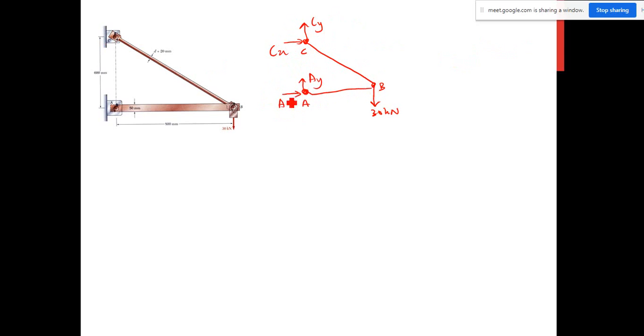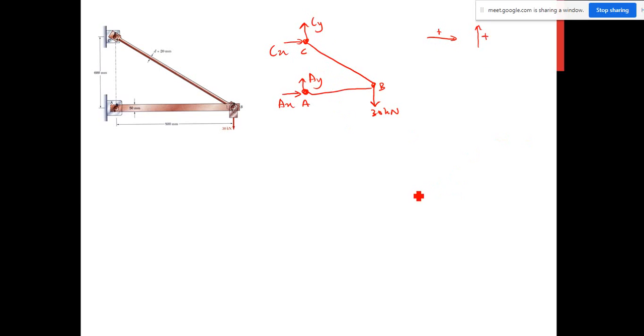Okay, what do I mean by positive direction? Normally X positive is towards the right. For Y positive, if it is directed upward, that is positive. If you notice here, I keep AX positive, following the direction. AY is also positive, CX positive, CY positive.